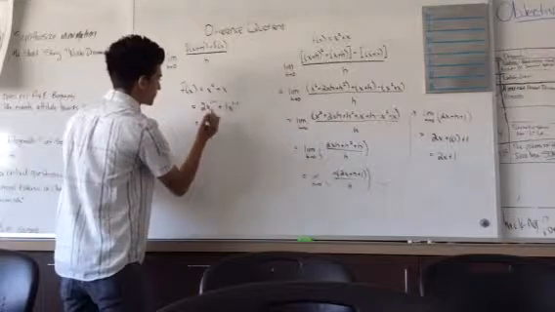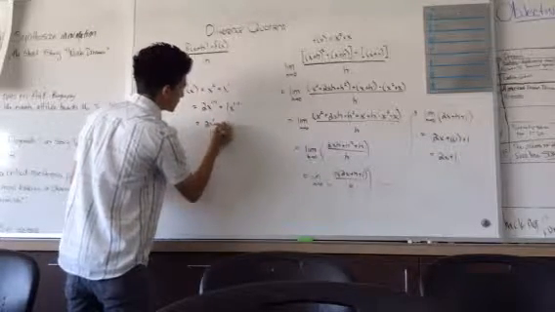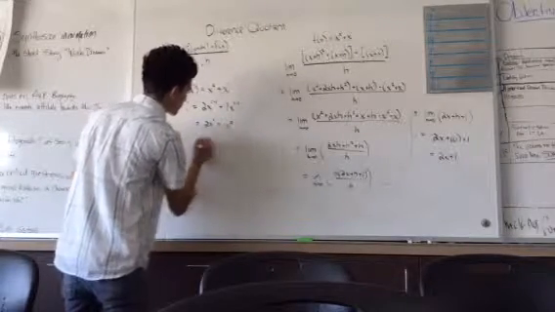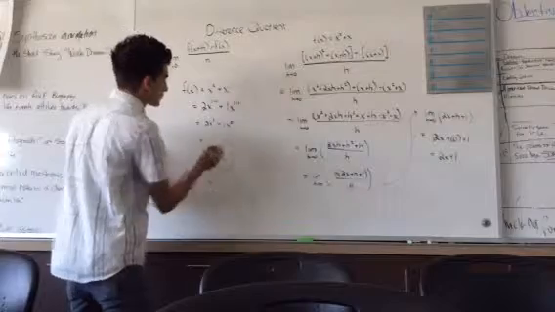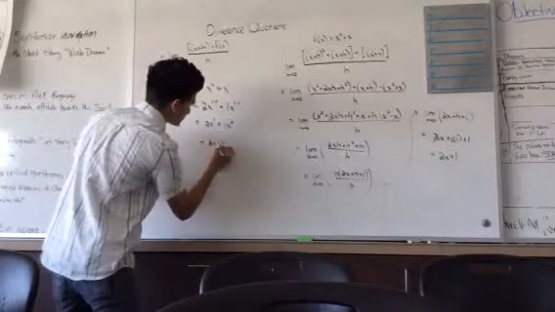So 2 minus 1, so 2x to the first power plus 1x to the 0 power. Now, anything to the 0 power is 1, right? So we simply get 2x plus 1.